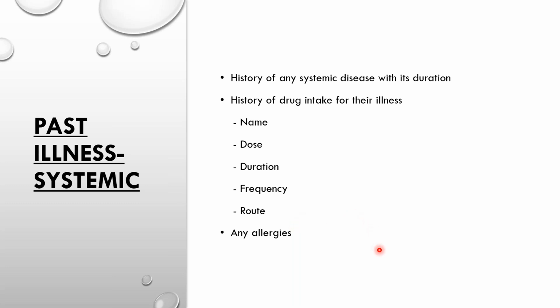Then we order a battery of investigations for them, and that is when we realize that this patient has suffered from tuberculosis and he is not even aware of it. Once we've gotten him investigated because of uveitis, then we realize there's a systemic condition involved in this presentation.